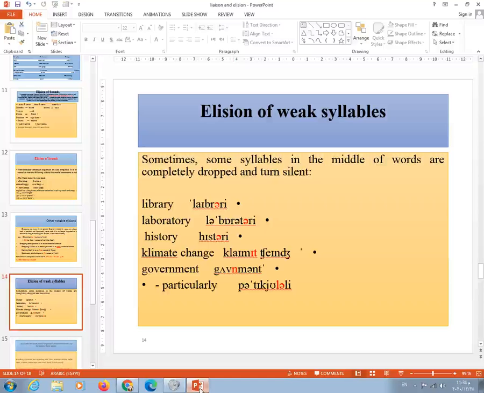Okay, and so here we drop weak syllables in the middle of words. For example, "library". Here, how many syllables do we have? Three. Library.